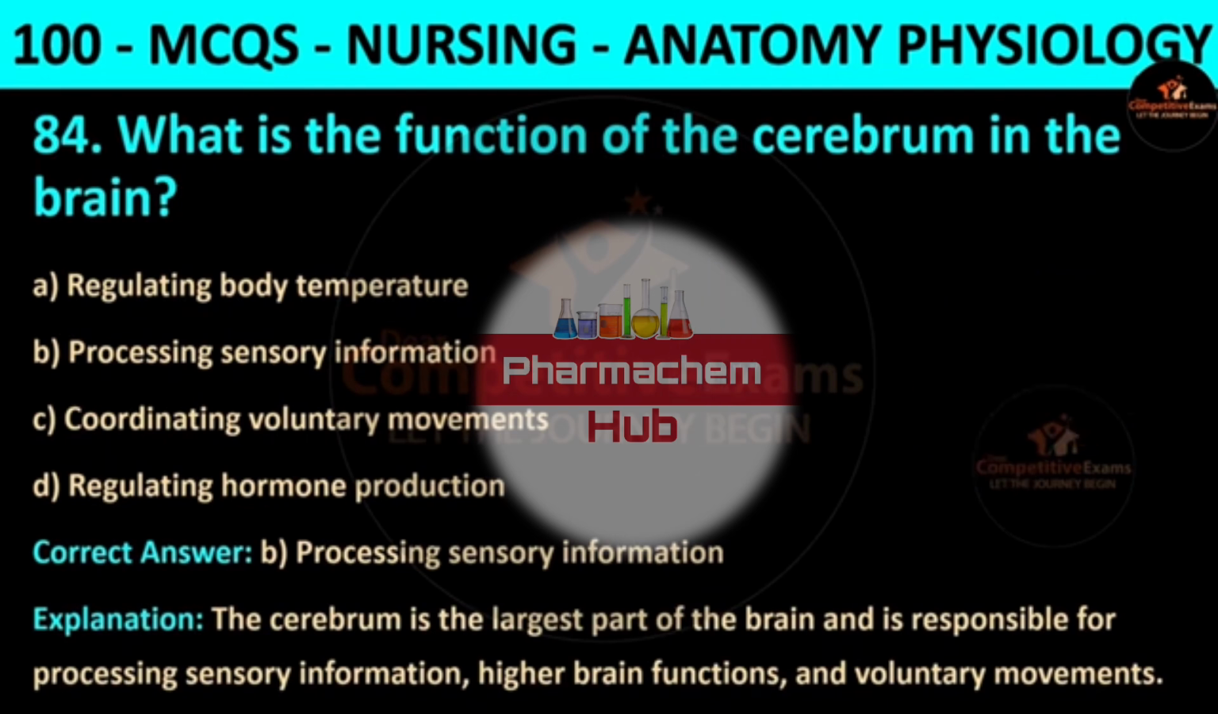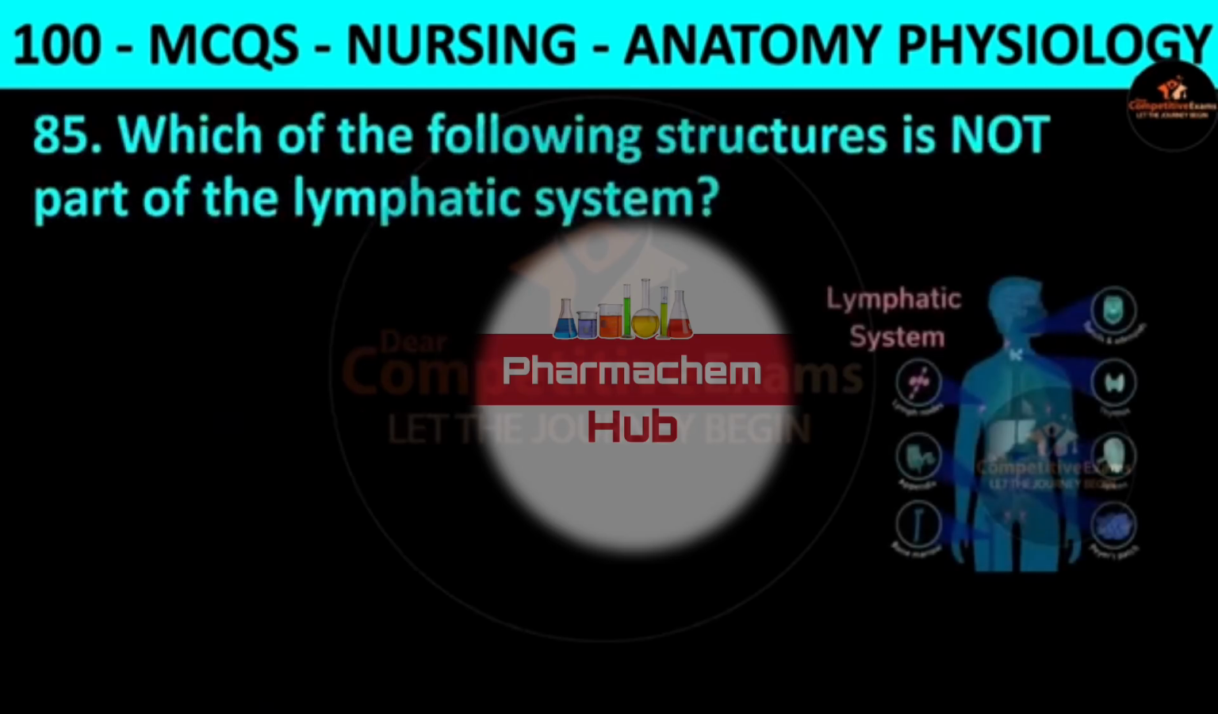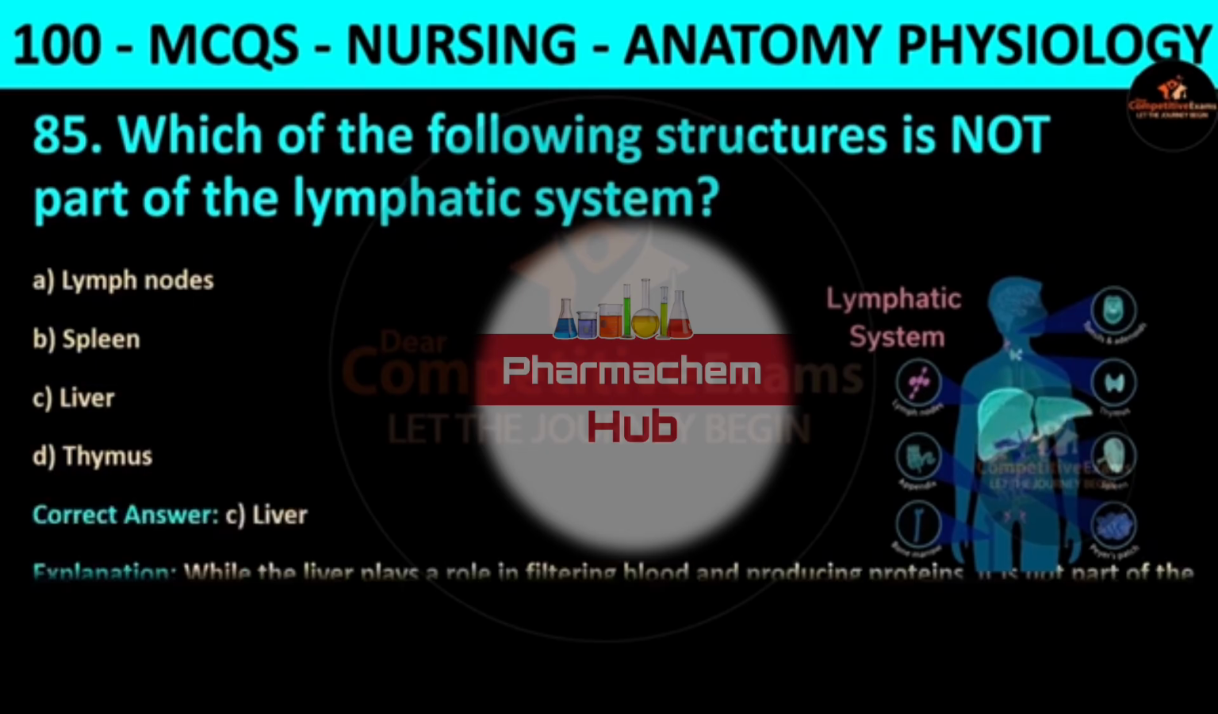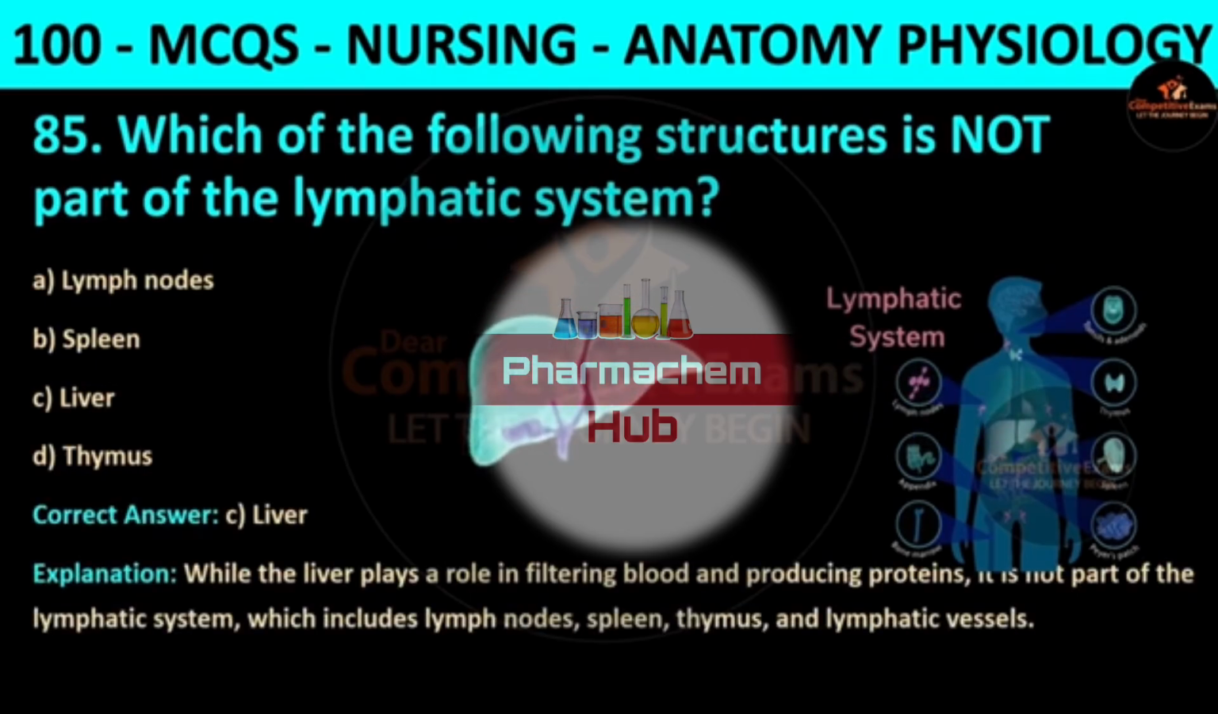Question number 85. Which of the following structures is not part of the lymphatic system? The options are lymph nodes, spleen, liver, or thymus. And the correct answer is C, that is liver. While the liver plays a role in filtering blood and producing proteins, it is not part of the lymphatic system, which includes lymph nodes, spleen, thymus, and lymphatic vessels.